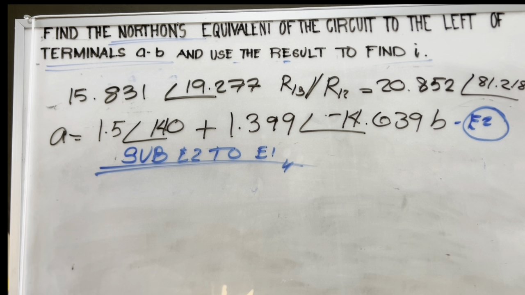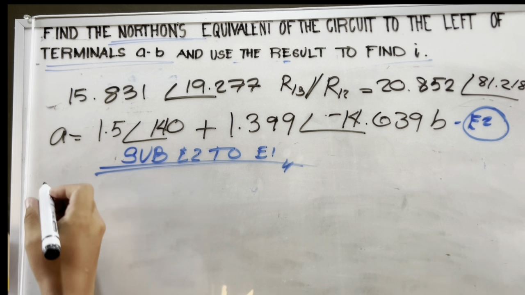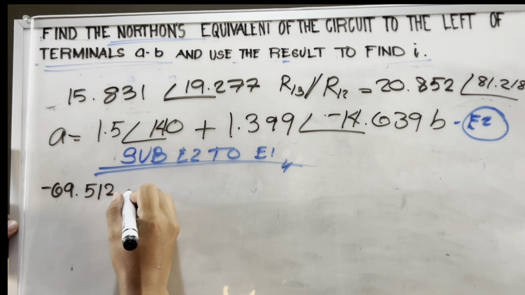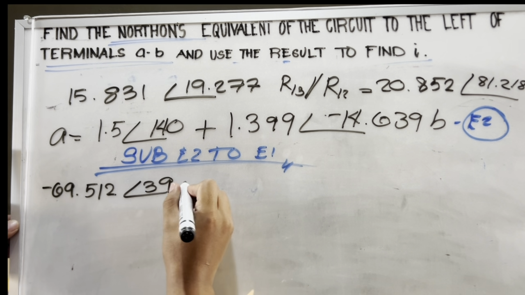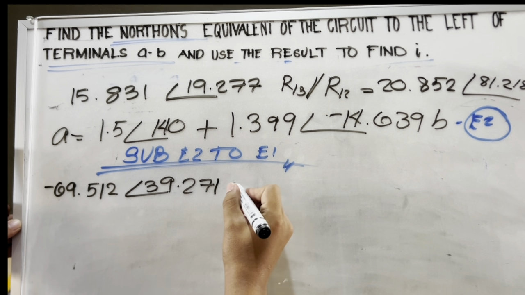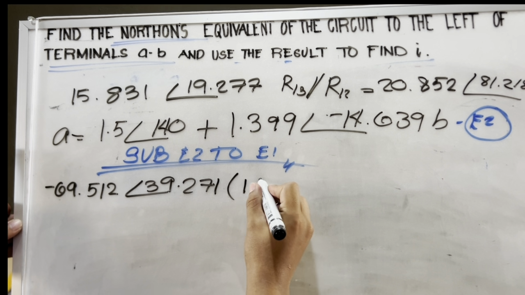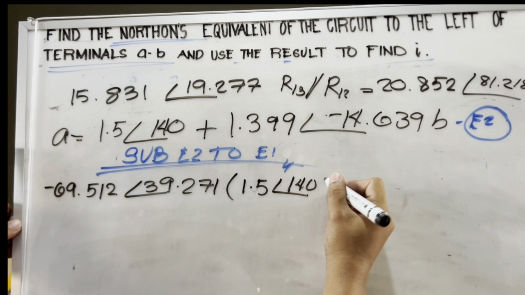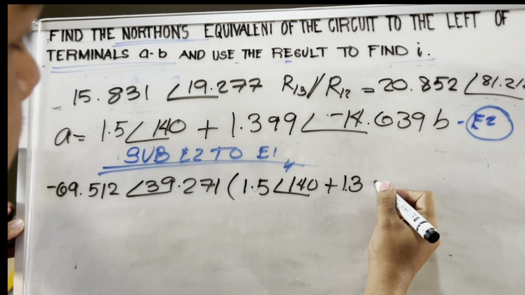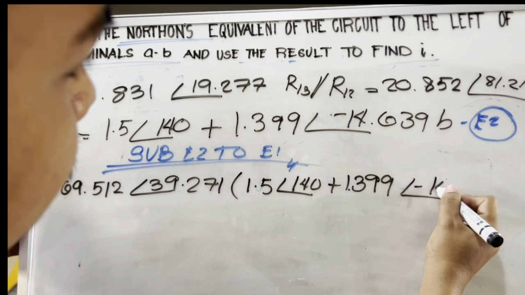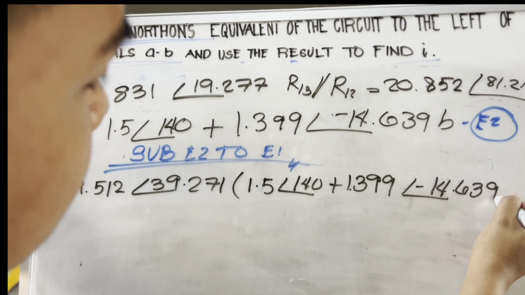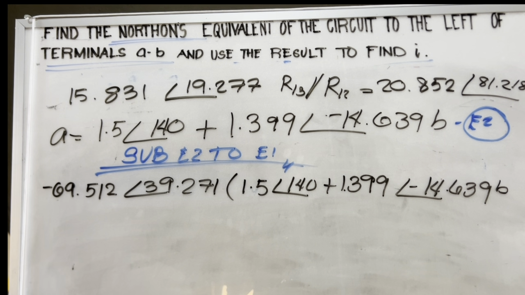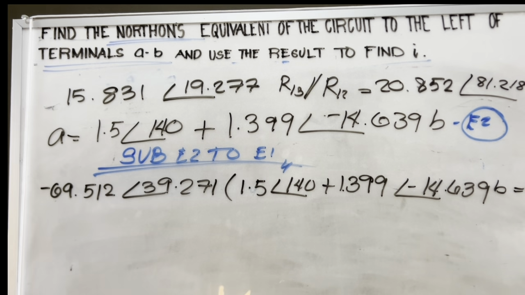In substituting equation 2 into equation 1, we have negative 69.512 angle of 39.271 times 1.5 angle of 140 plus 1.399 angle of negative 14.639 times B is equal to 0.